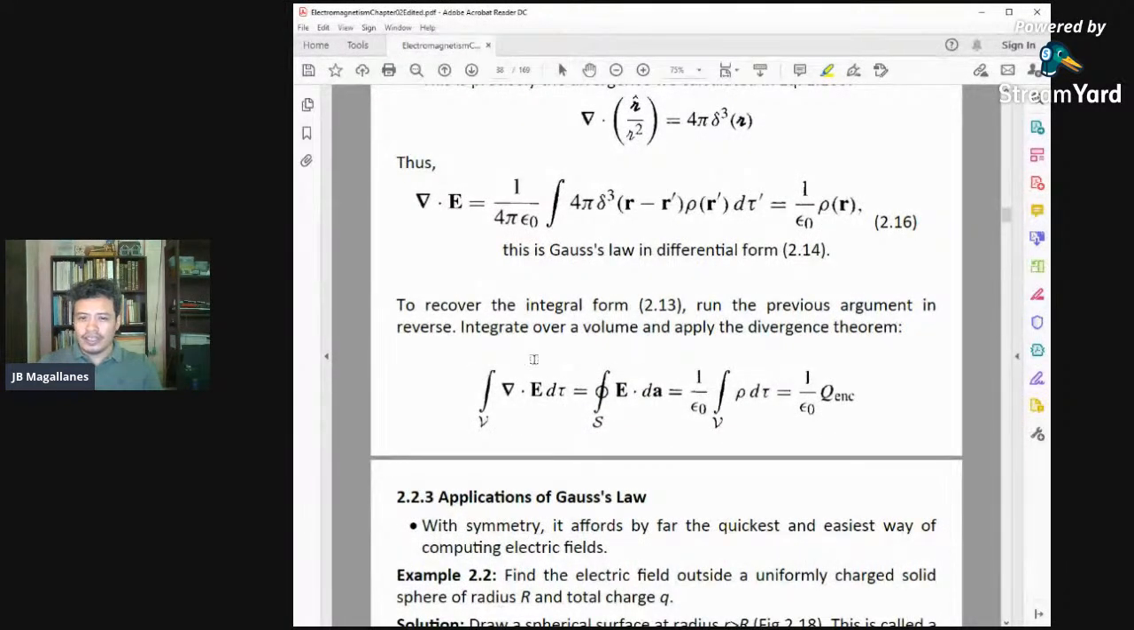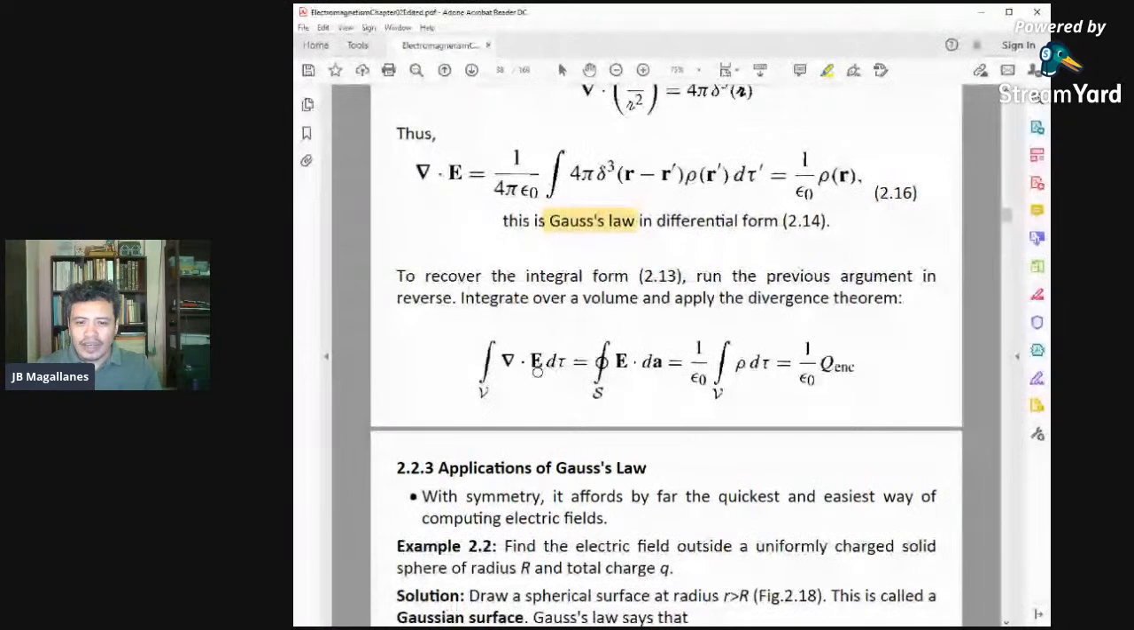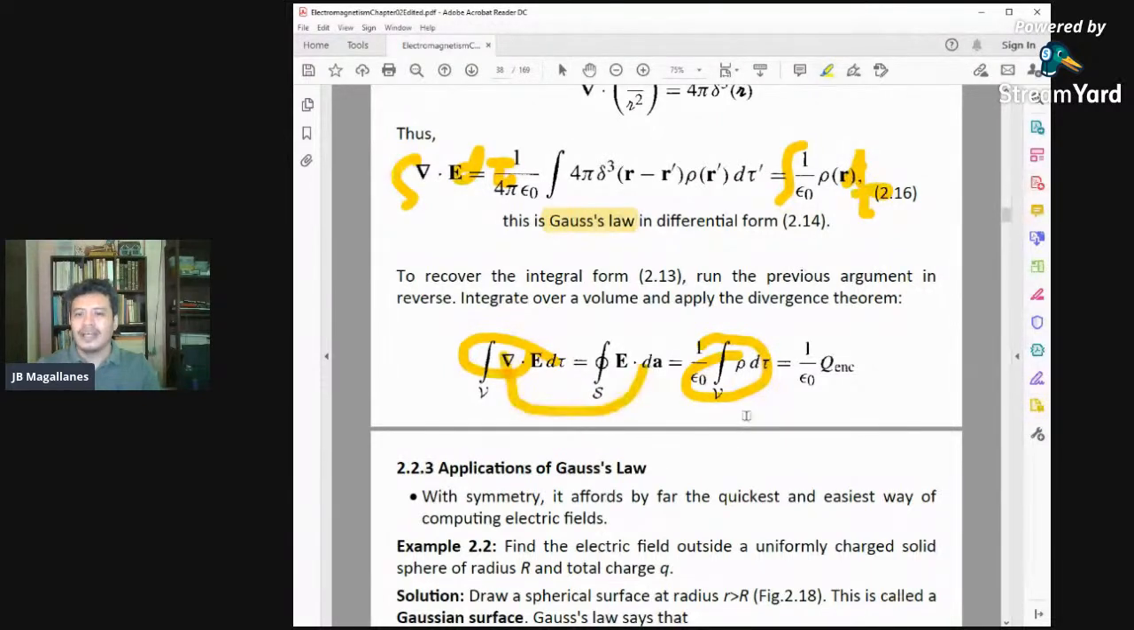So anyway, this is just a redundancy of what was discussed earlier. Gauss law, remember that. If you apply the divergence theorem, you integrate this, and you also integrate this with respect to volume. So you will have this one and this one here. And this one is equal to that. And this one is also equal to that. So therefore, this is the integral form of the Gauss law. So that's how it's done.